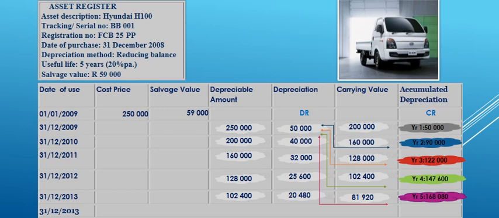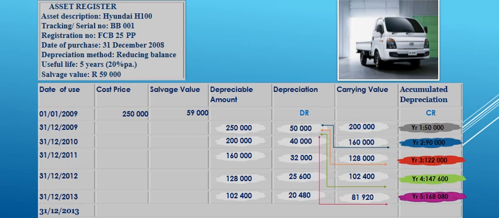Also, I want to draw your attention to the depreciable amount column and the depreciation column. Note that the amounts from year 1 to year 5 were declining. That is why this method is referred to as the reducing balance method, because each year the depreciable amount will reduce as the depreciation reduces. The other thing is that IAS 16 allows the entity to derecognize the asset at the end of its useful life.